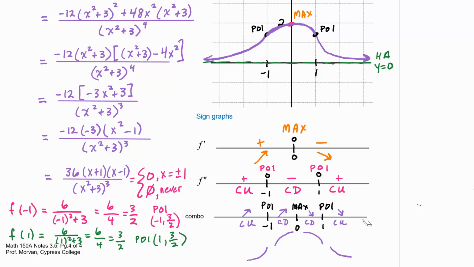But the combination chart is nice because it gives you the overall view of the whole graph, and then you just have to connect the point of inflection to the max to the point of inflection and include that horizontal asymptote.